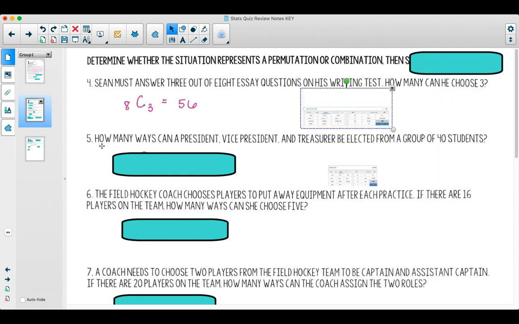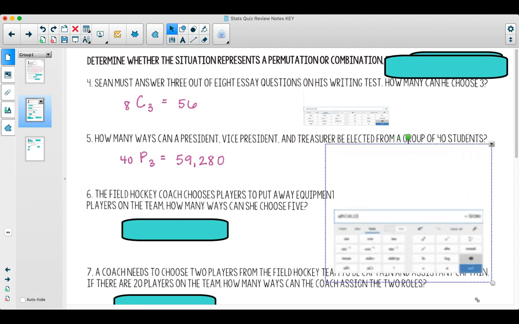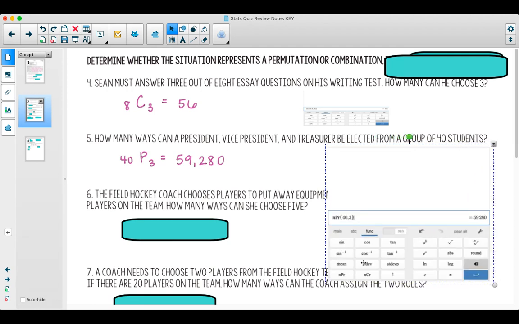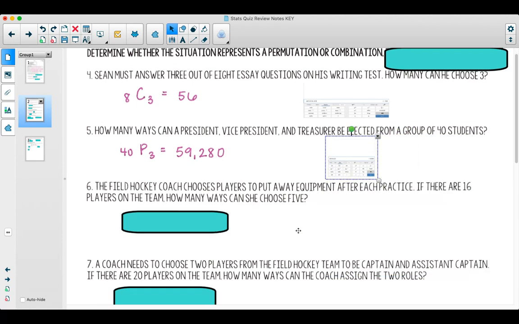In problem number 5, how many ways can a president, vice president, and a treasurer be elected from a group of 40 students? So here, order matters, so it's going to be a permutation. So 40 total, we want to know permutation 3. So once again, in my Desmos Scientific calculator, I hit the permutation under function, and then 40, 3, and I get my answer 59,280. So you're going to try the next two and see how we do.